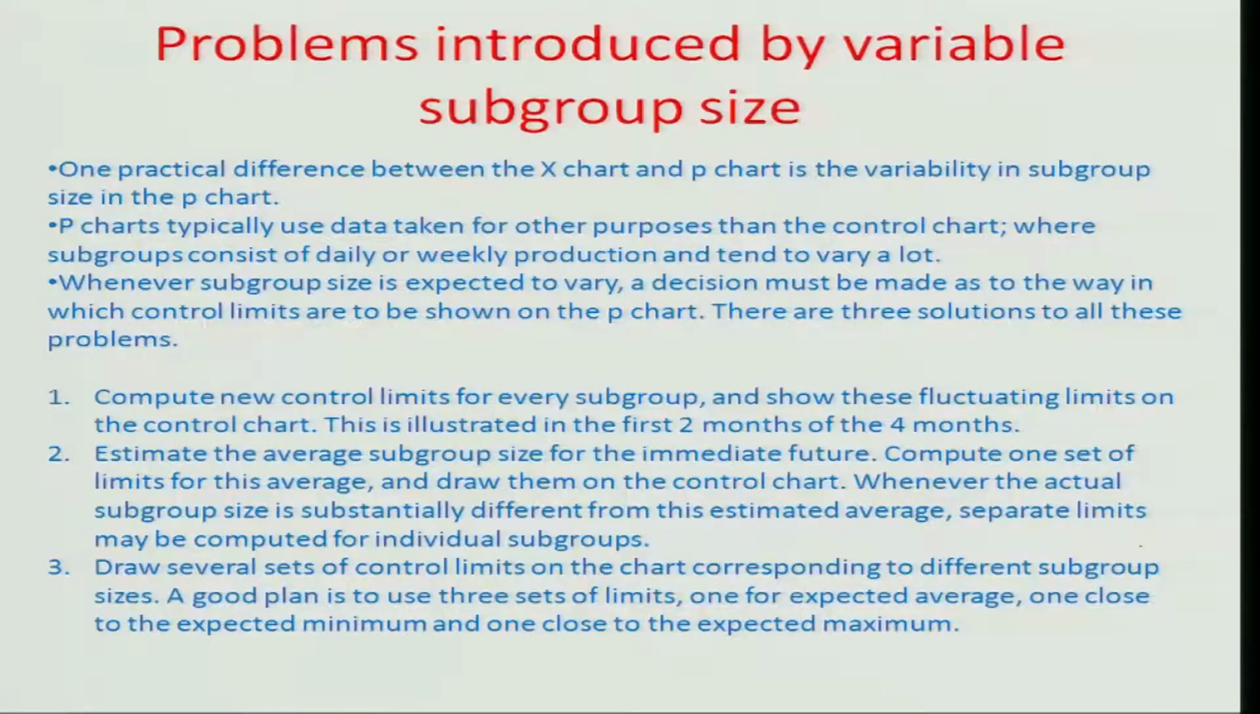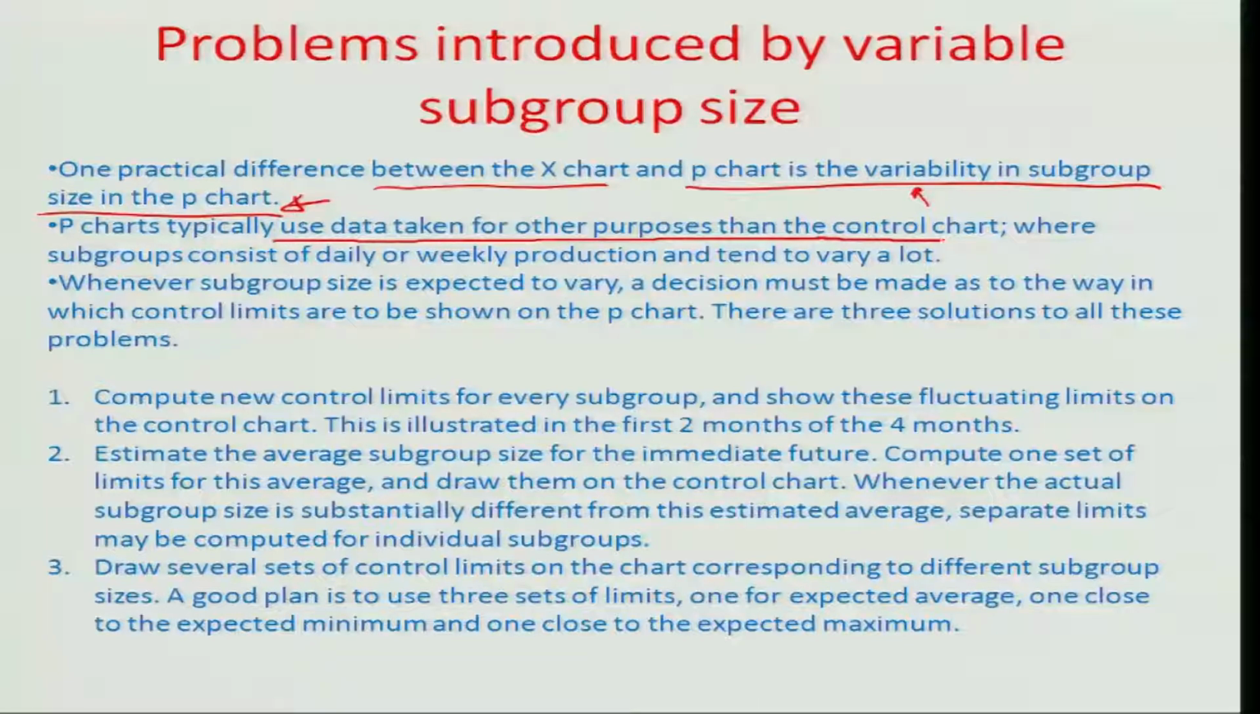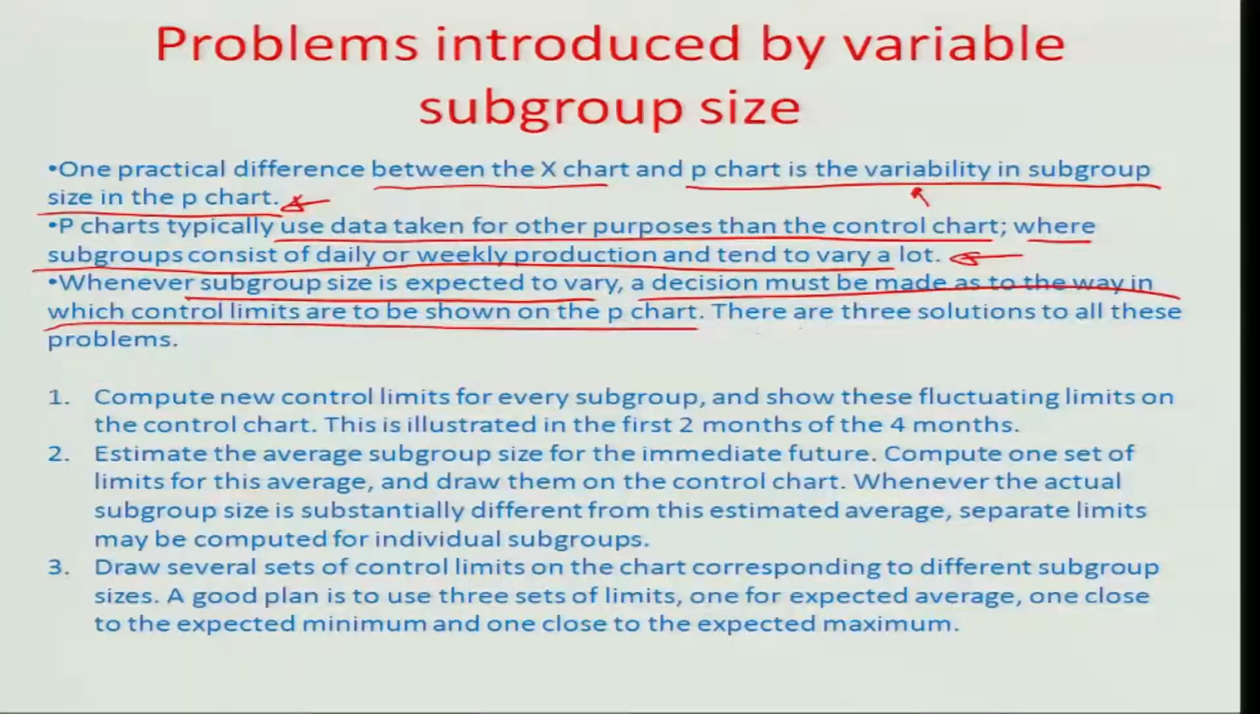One practical difference between the X chart that you plotted earlier and the P chart is the variability in the subgroup size in the P chart. It can have a list of subgroup sizes which are completely different. We will show this in the example problem later on. P charts typically use data taken for other purposes than the control chart, where subgroups consist of daily or weekly production and tend to vary a lot. Whenever a subgroup size is expected to vary, a decision must be made as to the way in which the control limits are to be shown on the P chart.